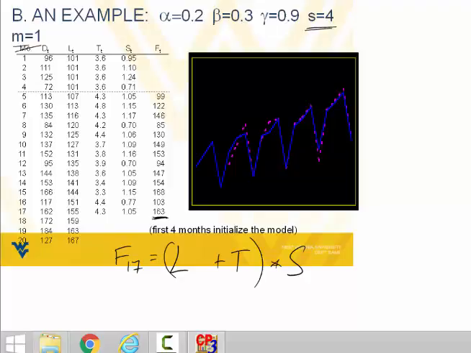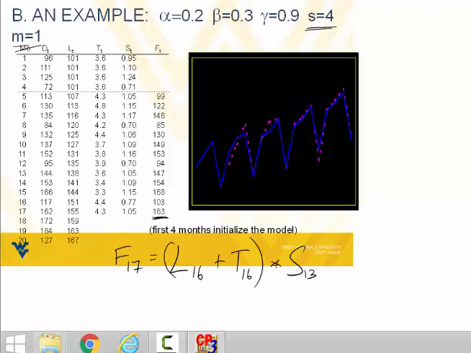Anybody? Level and trend should be period 16, and the seasonality should be period 13. Is that right? Yeah? Nods of agreement.